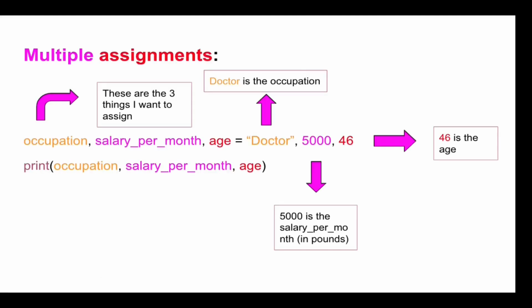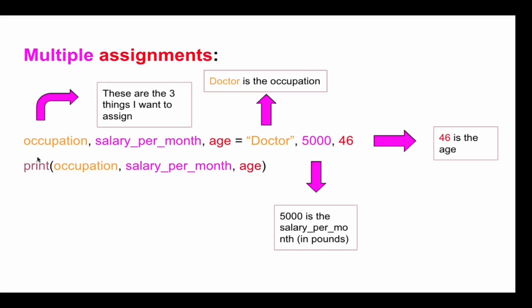So instead of declaring 3 variables on 3 different lines, I can do it on 1 line. On the second line, I'm just printing it out, so it doesn't really count as a line for assigning my variable. So this technique is called multiple assignments. So these are the 3 things I want to assign. So doctor is the occupation. So you see I've matched its color with its value. So the first variable we put here is going to be the first value, which is doctor. And then salary per month is equal to 5,000, and I mean in pounds. And then age is equal to 46.